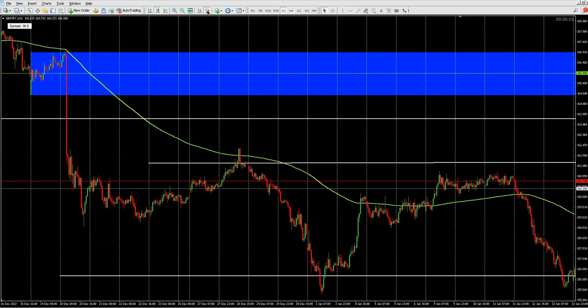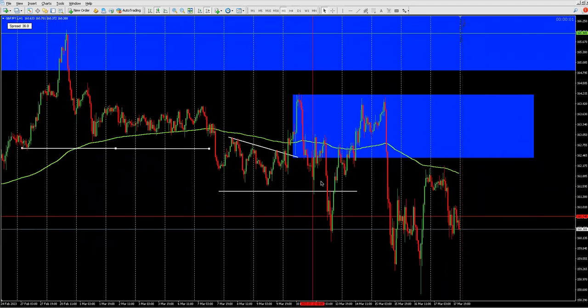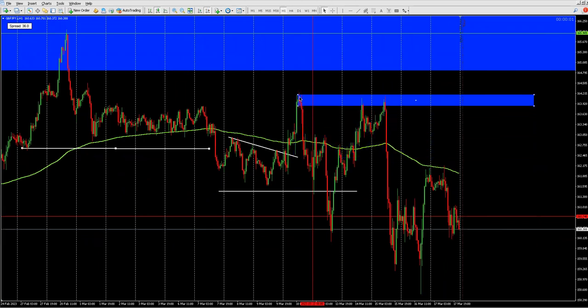Let's go to the H1 and see what's going on. Now what you can do as well, since that order block is too big, is refine it. I will refine it to an H1 order block like that, and always place my 50% line, and then boom.